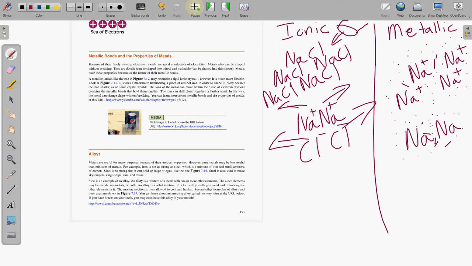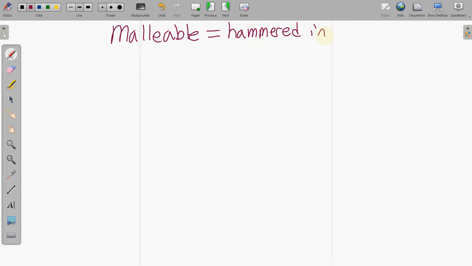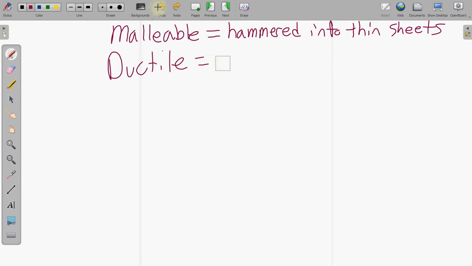Let's take a look at some vocabulary real quick. Malleable means it can be hammered into thin sheets. Ductile means it can be stretched into thin wires.